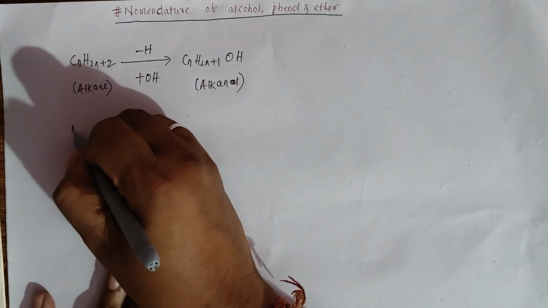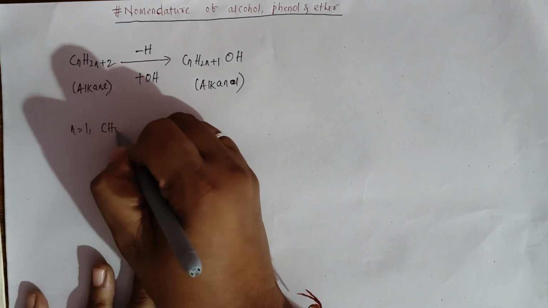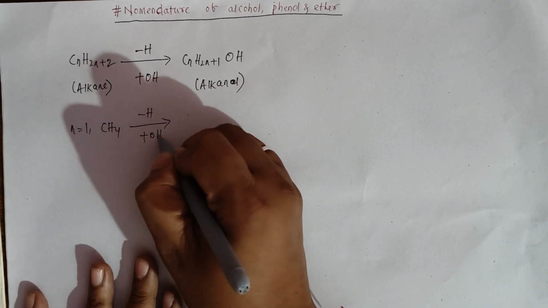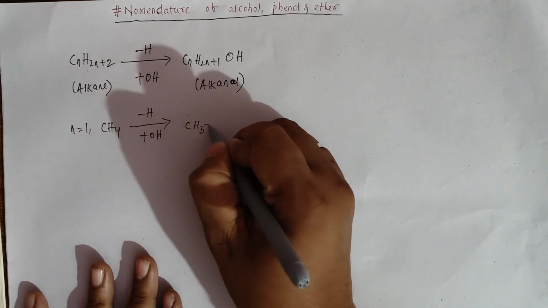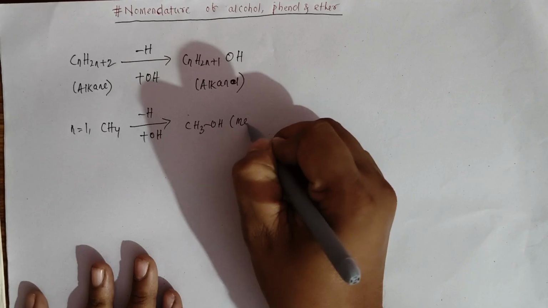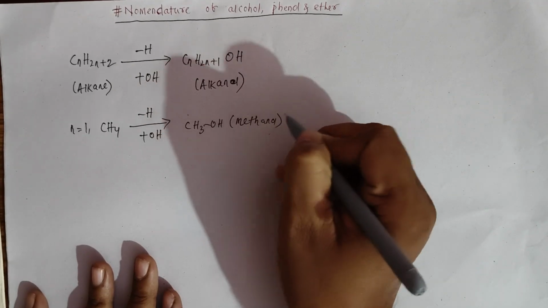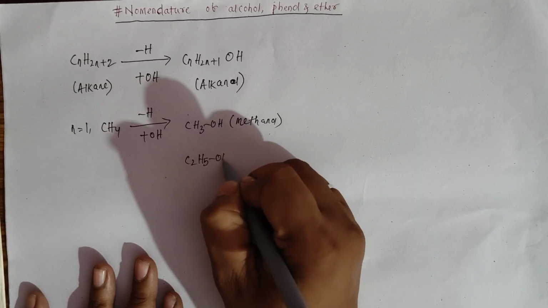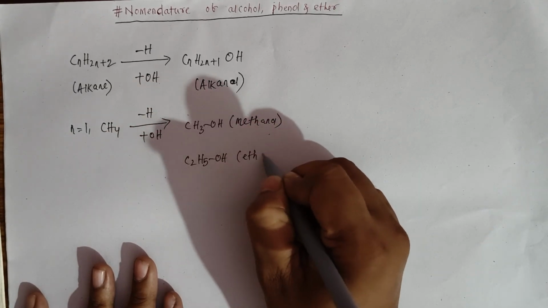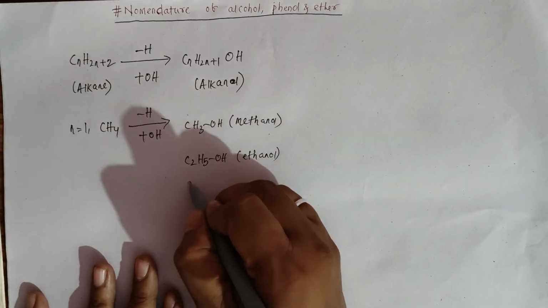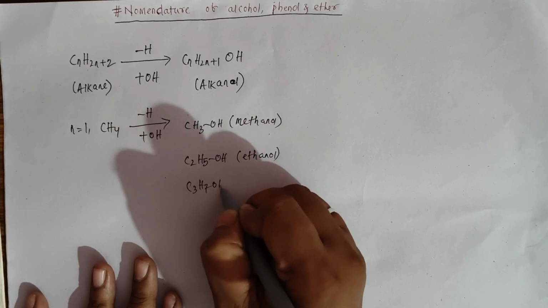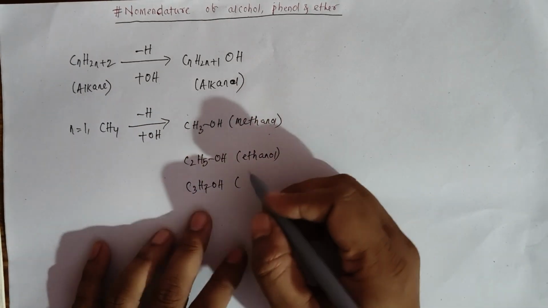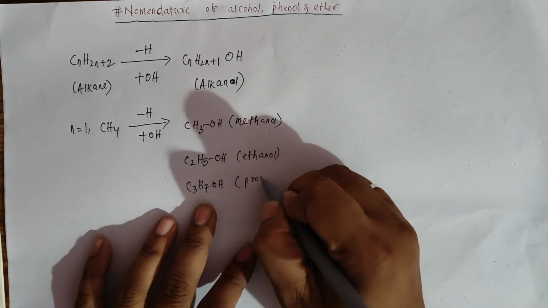Now let us put n equals 1. This becomes CH4. By removing one H and adding OH, we get CH3OH, named methanol. Clear? Then C2H5OH, we can name it ethanol. Like this, C3H7OH, we can call this compound propanol.